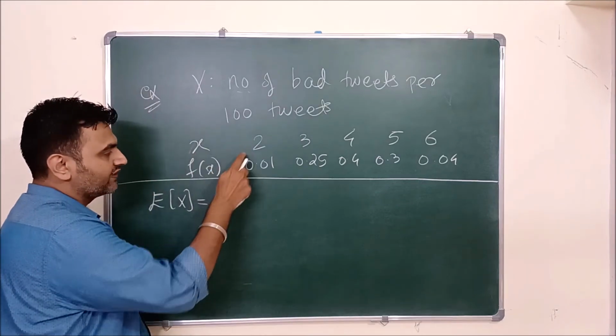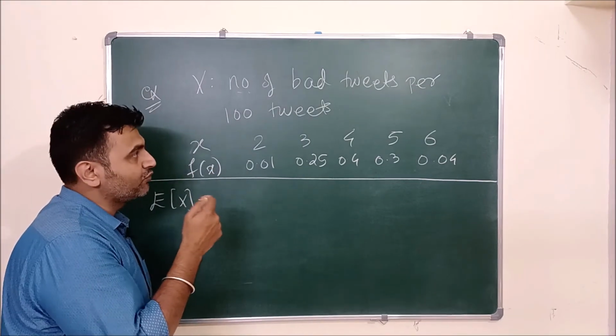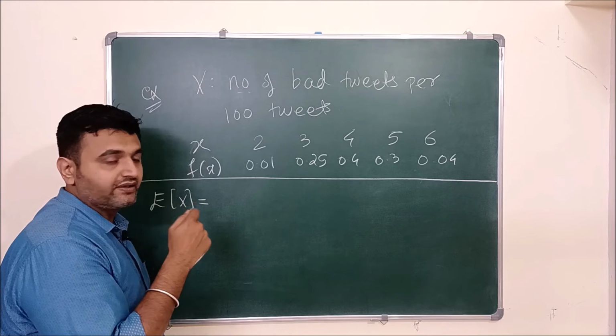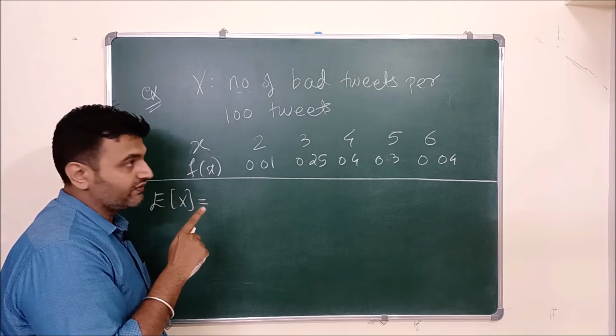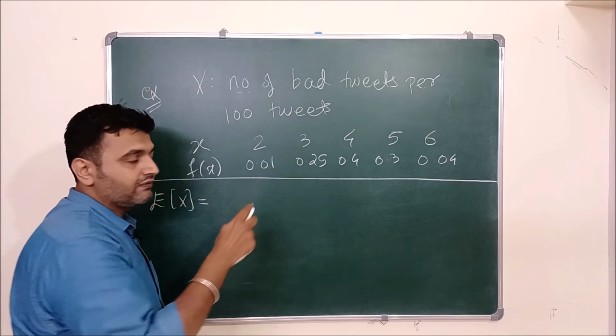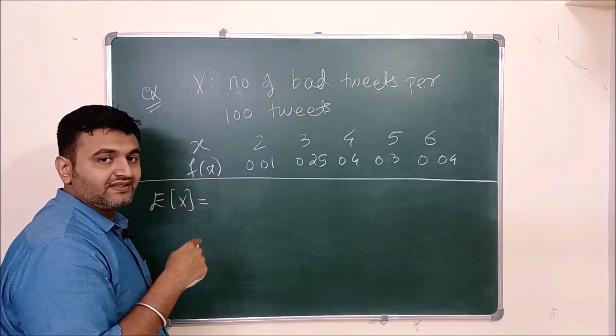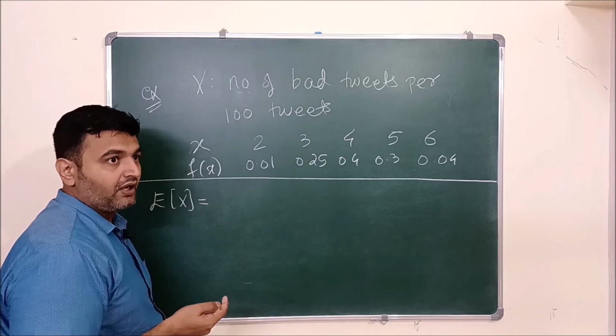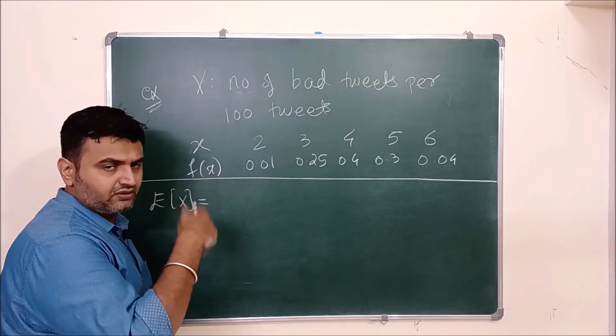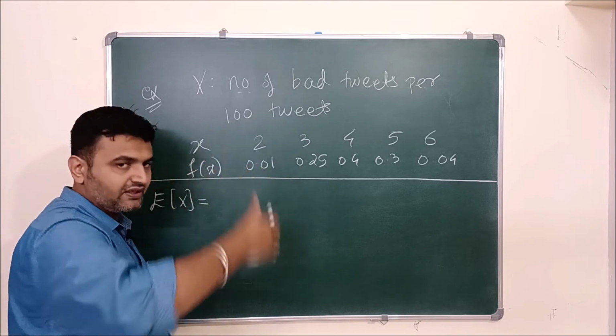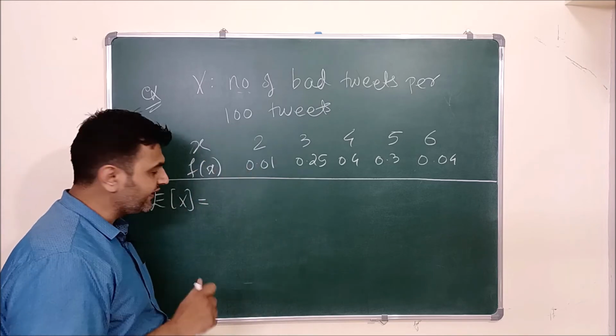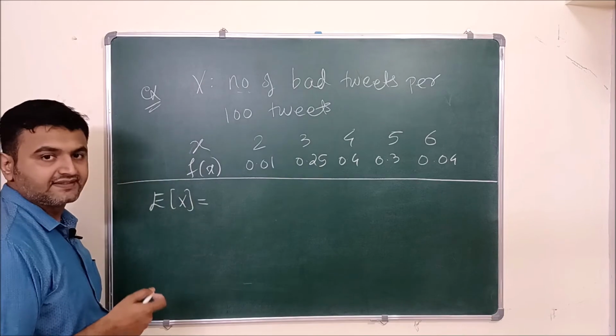Now if x is 2, then its probability is 0.01. That means the probability that you have 2 bad tweets per 100 tweets is 0.01. If the number is 3 bad tweets per 100 tweets, the probability is 0.25, and so on. Now one can draw the probability distribution graph, the point graph or the histogram, whichever you like. Now I want to find the variance.